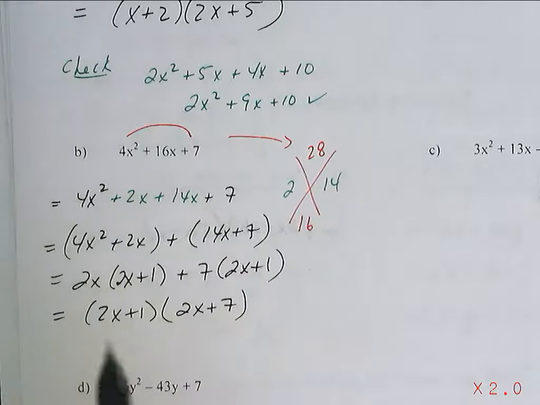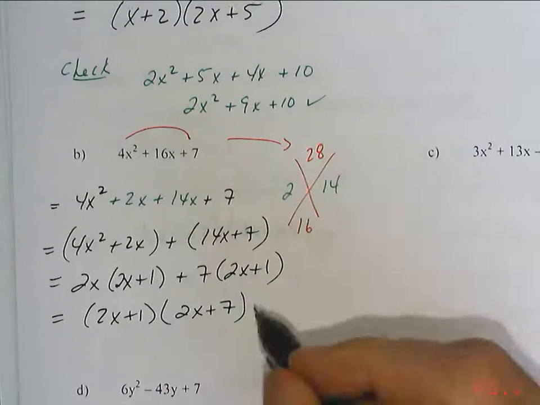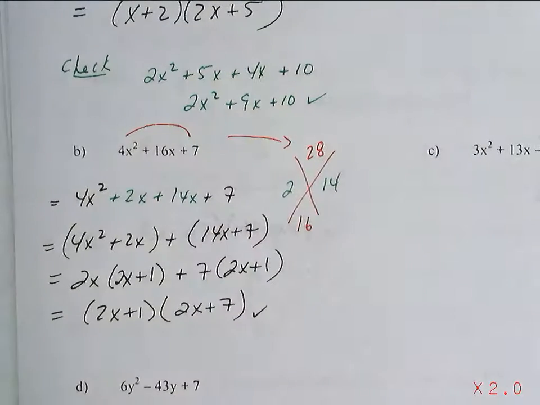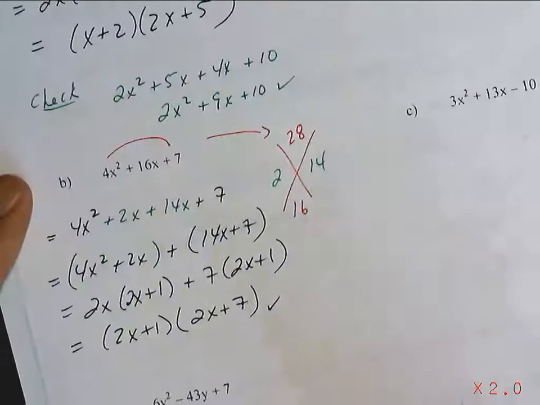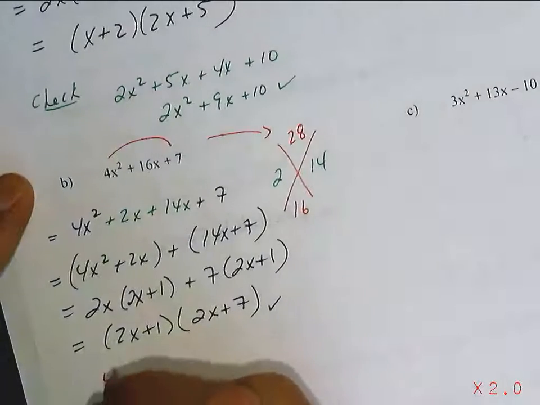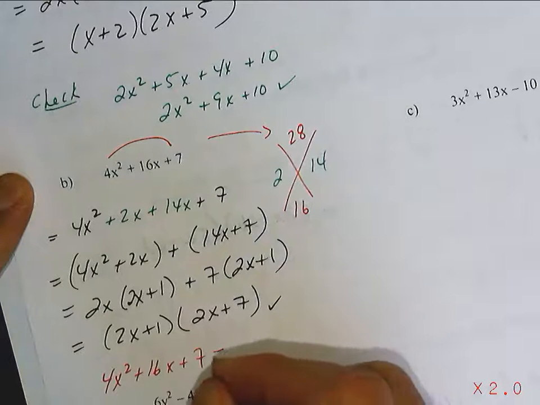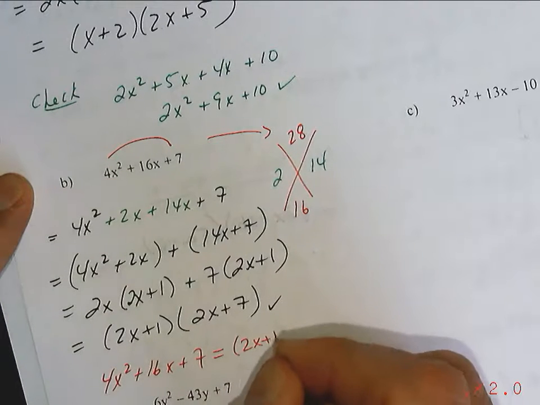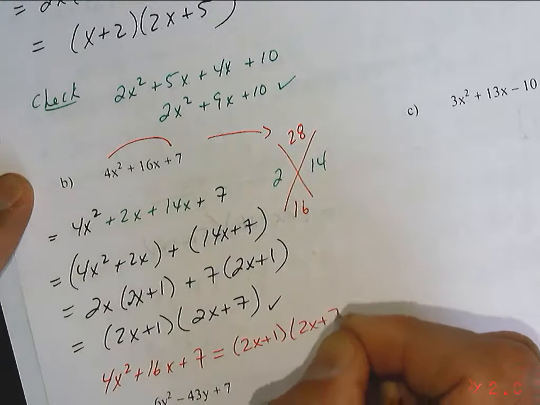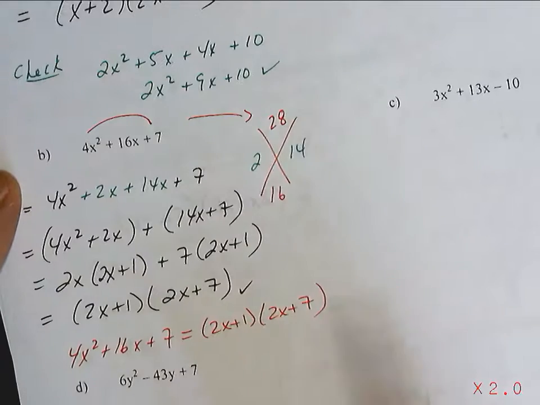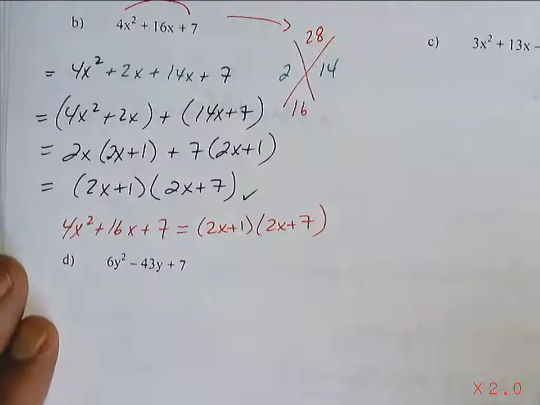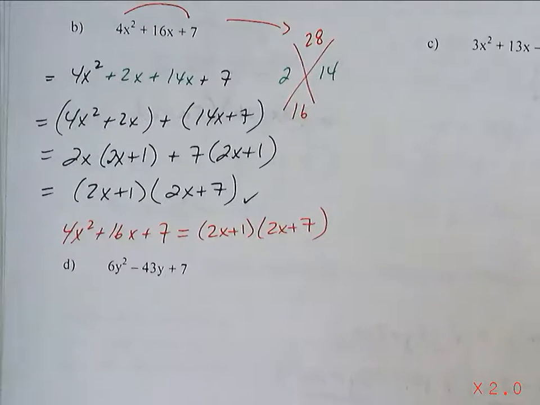Let's see if it works. 2x times 2x is 4x squared. 14x plus 2x is 16x plus 7. It works. Yay! So what we know is 4x squared plus 16x plus 7 is in fact equal to 2x plus 1, 2x plus 7. And obviously the order that I write these two binomials absolutely does not matter.